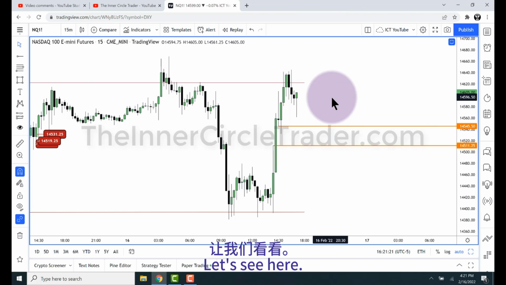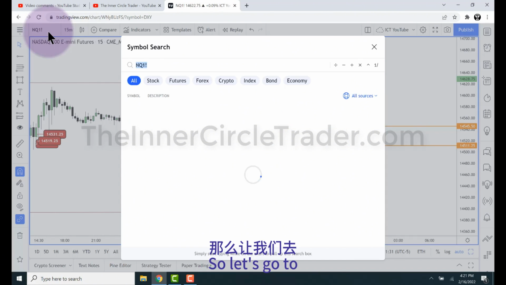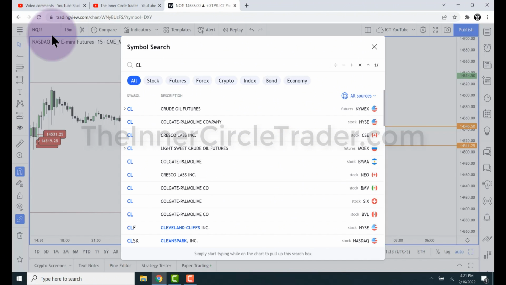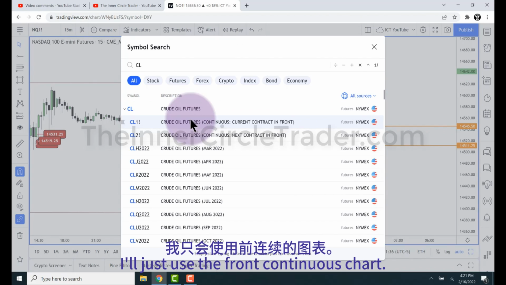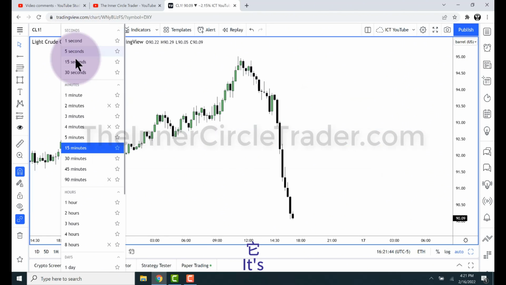Let's see here. What was I going to do? NASDAQ already did that. S&P I did that. I got asked to do crude oil. So let's go to crude. I'll just use the front continuous chart. Look at that. Ooh. I can see why they were asking. Well, not technically. The email was weeks ago.